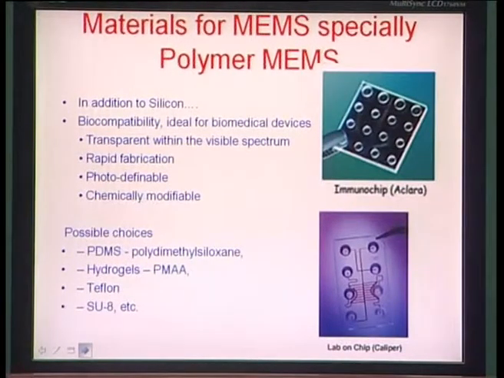So some of the materials that are used are often silicone, rubber like polydimethyl siloxane, hydrogels, okay, polymethyl methacrylate, which is also an e-beam resist, Teflon, which is a very highly hydrophobic material, SU8, which is again a photoresist, and this essentially is a negative tone photoresist which cross bonds on exposure to light. So some of the criteria which are used for selection of materials, particularly polymer materials for biomems applications, are transparency within the visible spectrum.